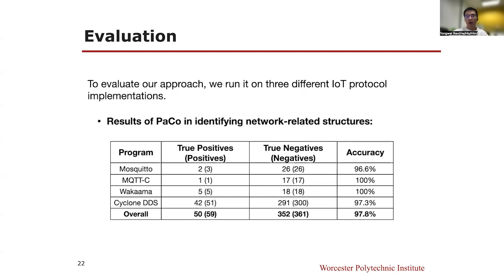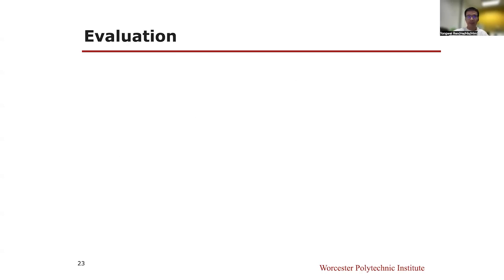The results of PACO in identifying network-related structs are shown in the below table. False negatives come from network-related structs not being directly used for memory copy or memory operation or network operations. False positives occur due to PACO heuristics being misled by the presence of system calls that are frequently but not always network-related. Overall, PACO gets a higher accuracy, larger than 97%.